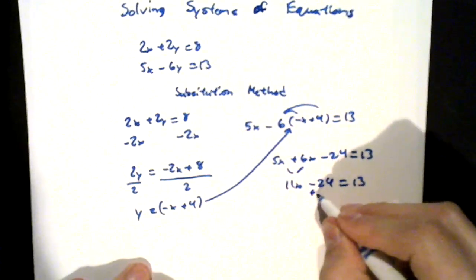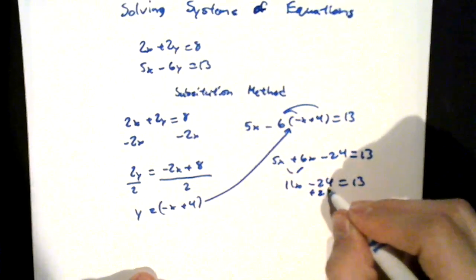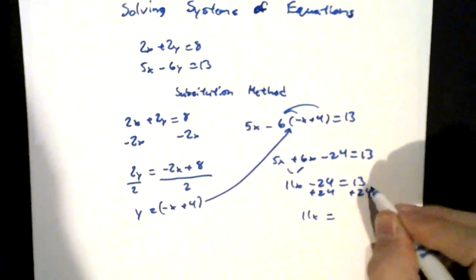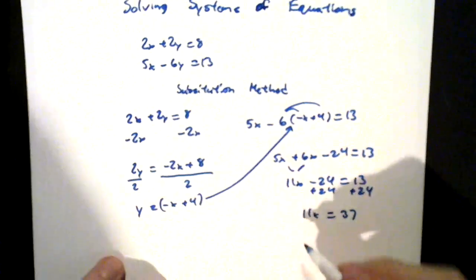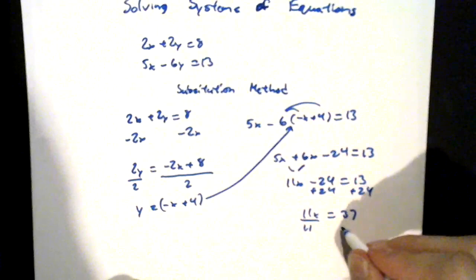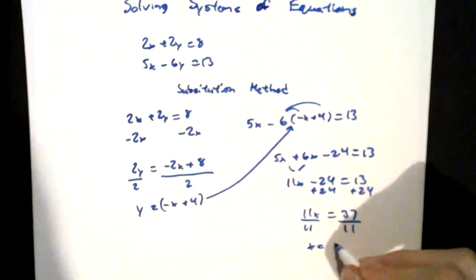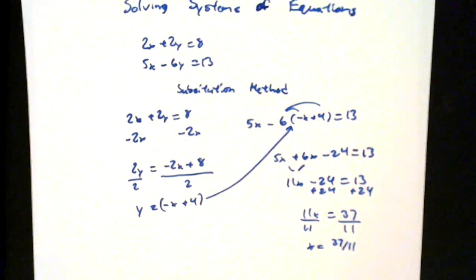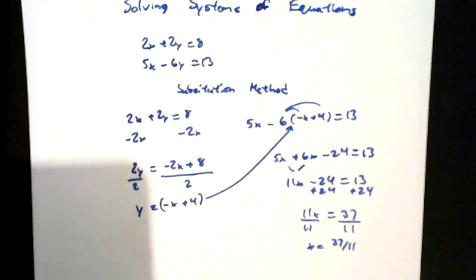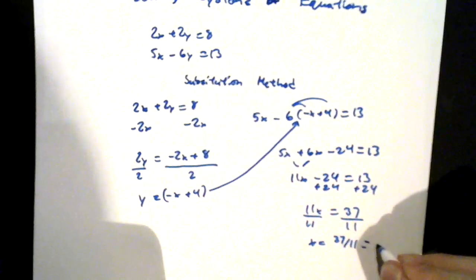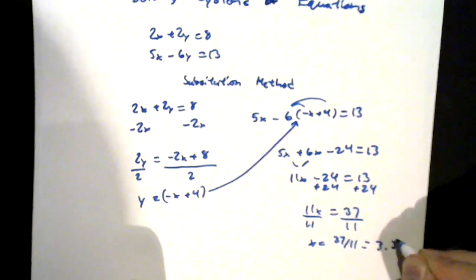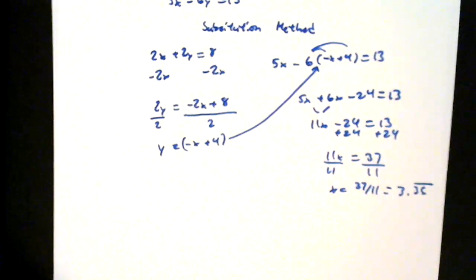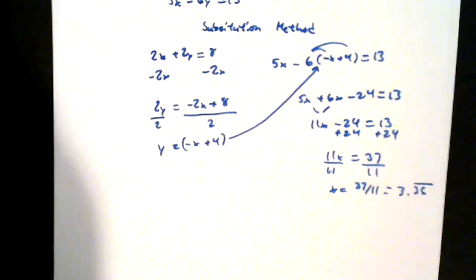To get x by itself, we'll add 24 to both sides, and we get 11x equals 37. Then we divide by 11, and we get x equals 37 elevenths. Or, if we plug this into our calculator, if you want to know the decimal value for it, it's 3.36 repeating. So if you looked on a graph of these two, that would be the x-intercept for that.